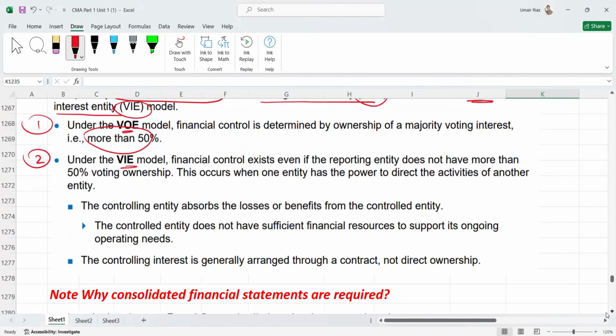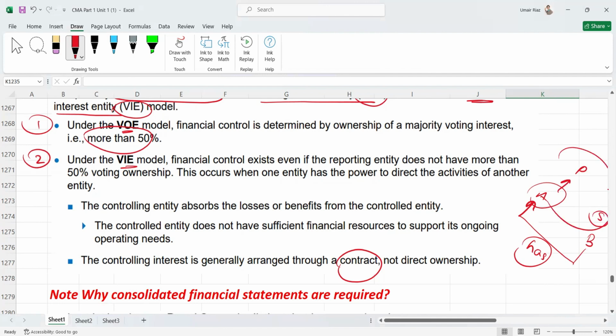So usually, how is the variable interest entity model achieved? Usually it is achieved through a contract. For example, let's say we have company A and company B. Through the contract, company B has given the controlling authority to company A, right? In that scenario, A will be considered the parent company and B will be considered the subsidiary company, and then consolidated financial statements are required. So that is the variable interest entity model.